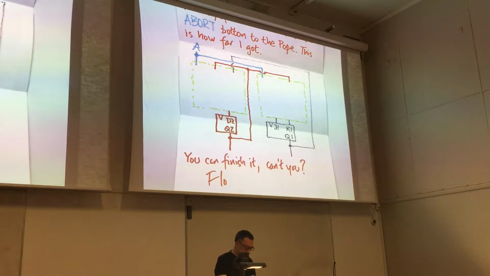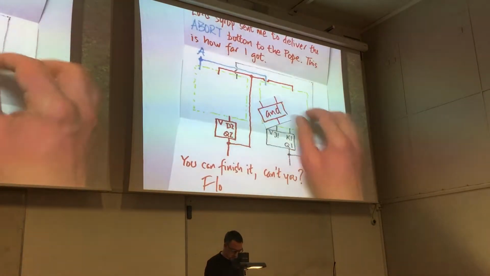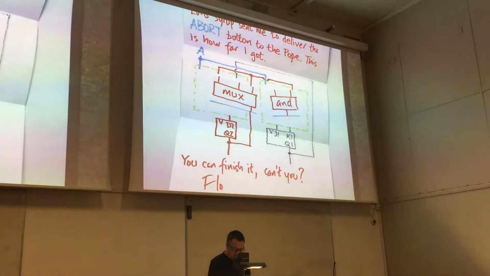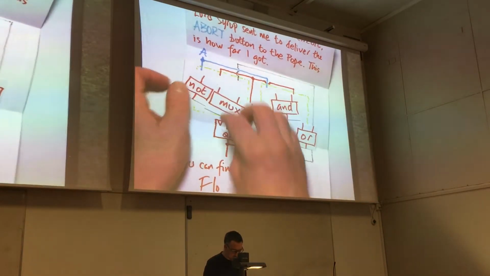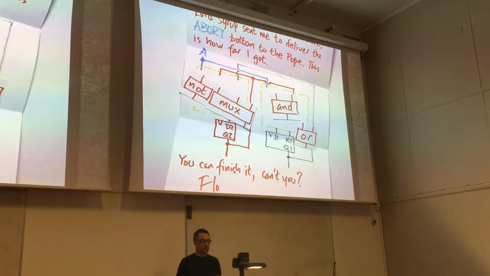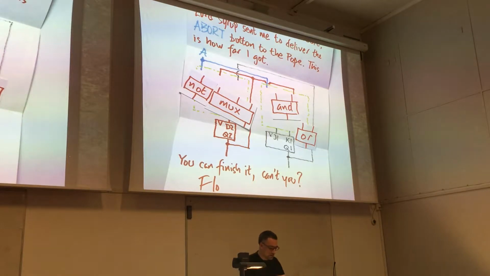So, we've been handed these bits and pieces. We've got a mux, we've got and, we've got or, and we've got not. What do you think? What should we do? Any suggestions for how we should solve this problem? That sounds like an excellent suggestion. Let's make a truth table.